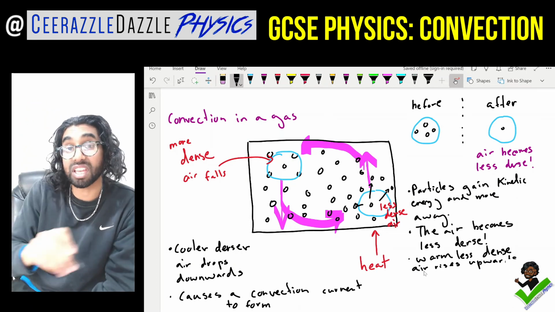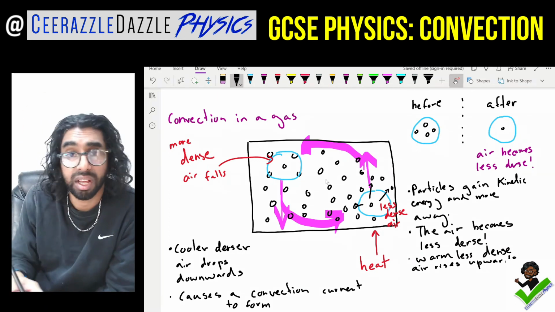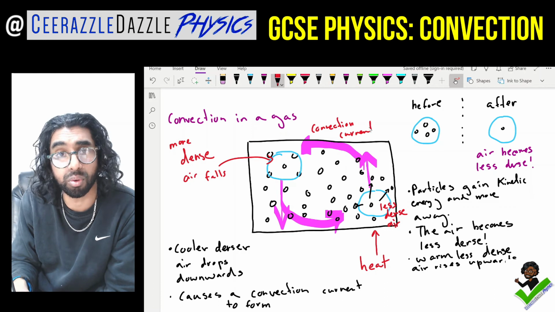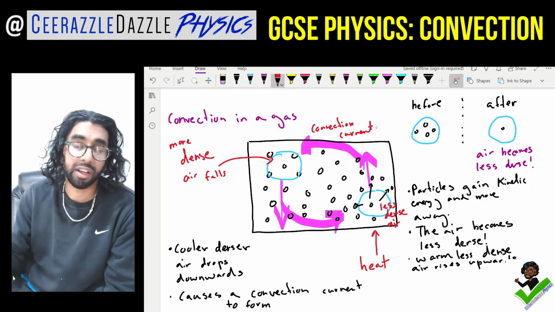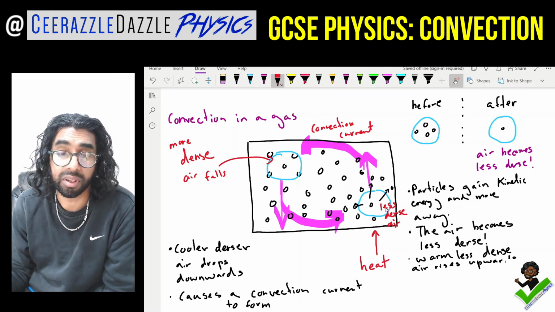This therefore causes a convection current to be set up. So we get a convection current set up. I didn't put that down here, so this is called a convection current. There we go. The cycle going round. Okay, so then obviously make sure you get the keywords right in here when you're describing the phenomena.